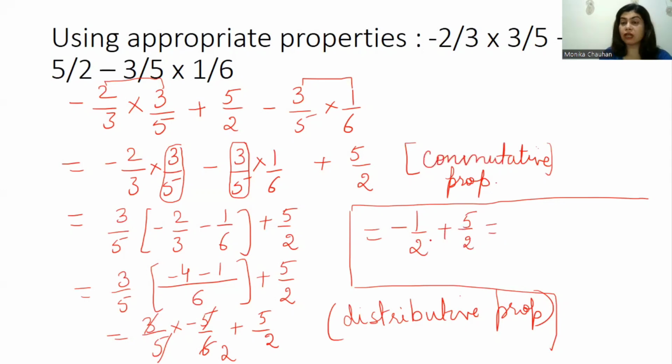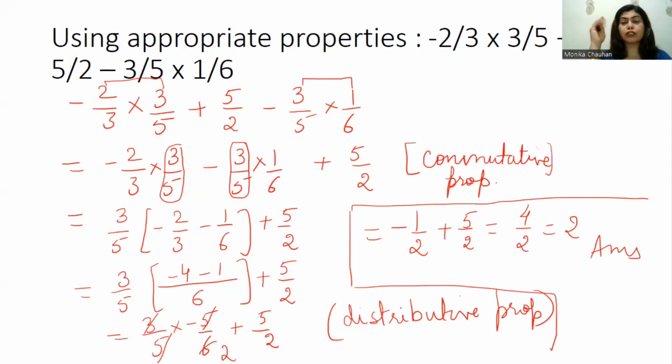Now you have the same denominator, so minus 1 plus 5, you only have to look at the numerator. This becomes 4 by 2 and the answer is 2. That's my answer. It's a very important one, easy.